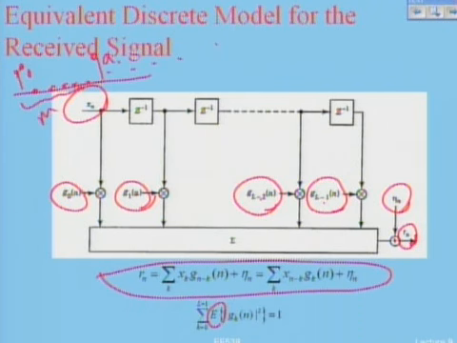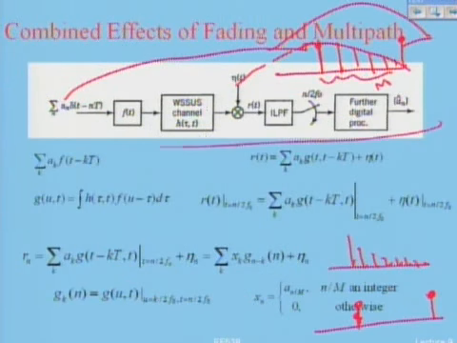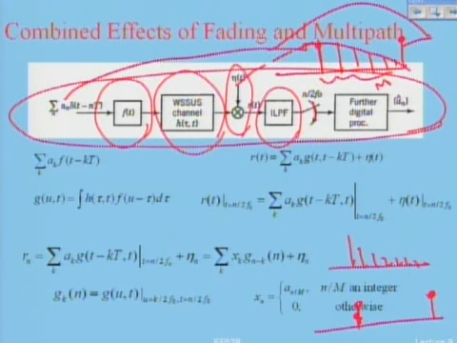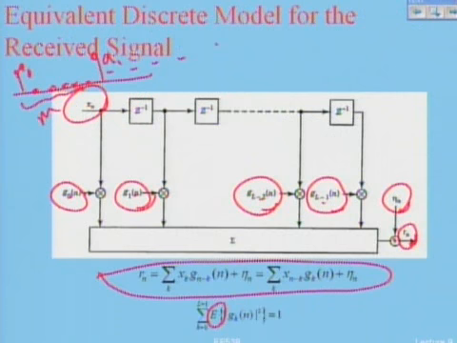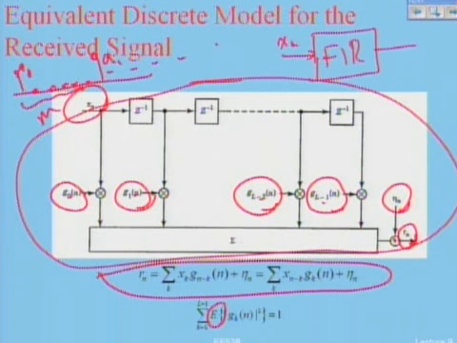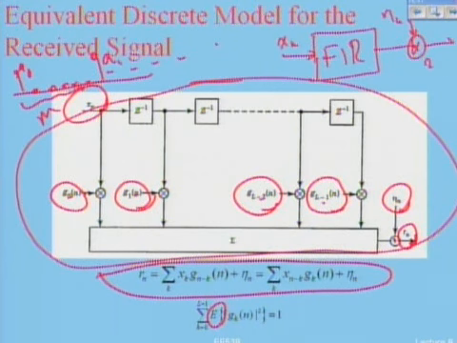This is a discrete equivalent of what? Of the entire system that I had in here. What was the entire system? A transmitter, channel, additive noise, receiver filter, and sampling after that. From here to here, I model everything with this tap delay line, which is nothing but what? An FIR filter. So I have X sub n as the input. I have an FIR filter. And then I have this noise, sampled noise, eta sub n. And then my output is like this, R sub n.